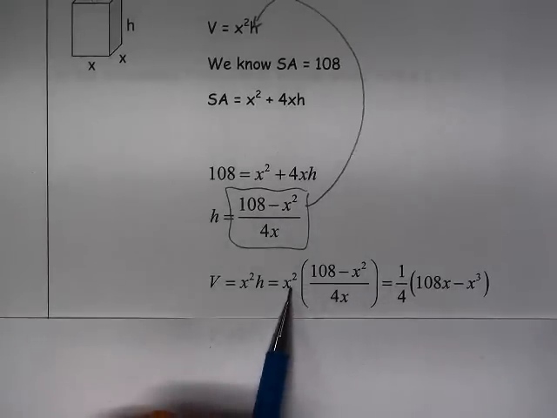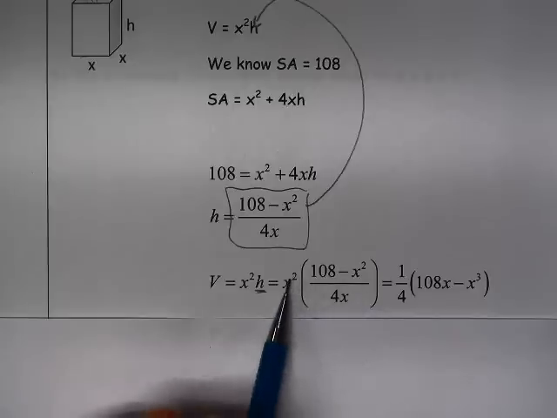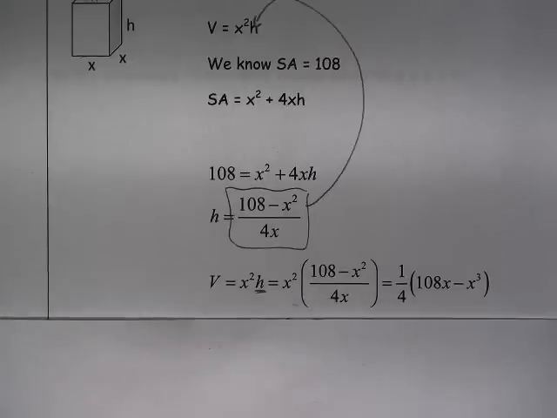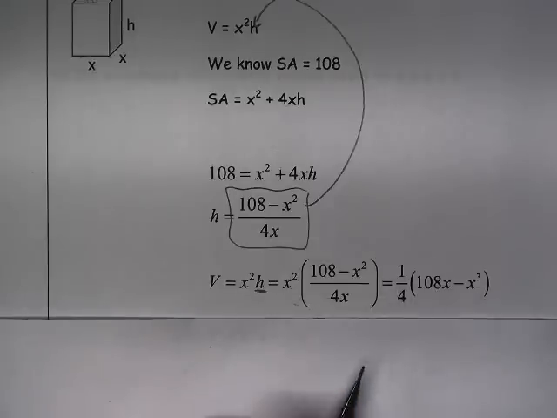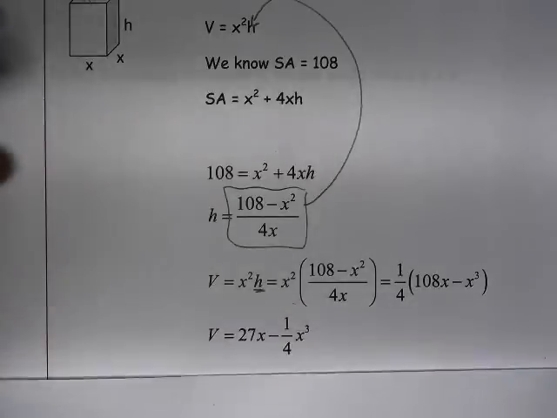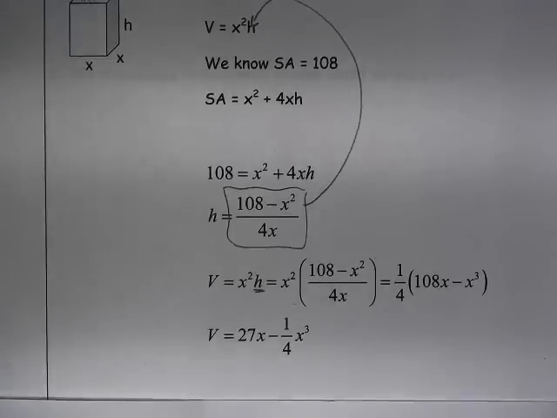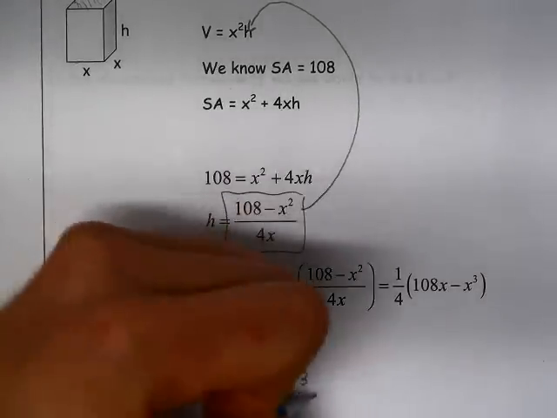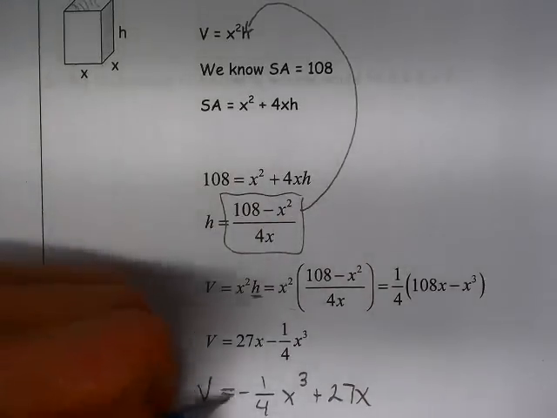So here I have x squared times h. I figured out that h was equal to this, and then I'm going to distribute this x squared here and factor out this 1/4. So we get 108x minus x cubed with a 1/4 as the coefficient. Now that's my volume. So I can distribute that 1/4 in there, and I can simplify that into 27x minus 1/4 x cubed. And I could rewrite that if I want to write it in descending powers of x. I could also rewrite it this way. So there's my volume. All right.